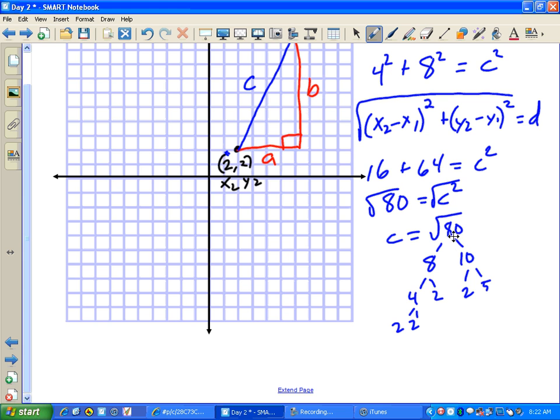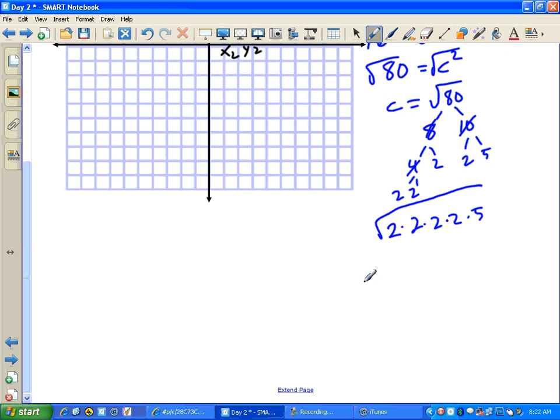So the prime factorization of 80 would be 2 times 2 times 2 times 2 times 5. Okay, 1, 2, 3, 4 2's and a 5. I'm not going to use any of these numbers again because they're broken down. The 10 is gone. It became the 2 and the 5. The 8 became the 2, the 2, and the 2. So really, I've got the square root of these numbers all multiplied together.